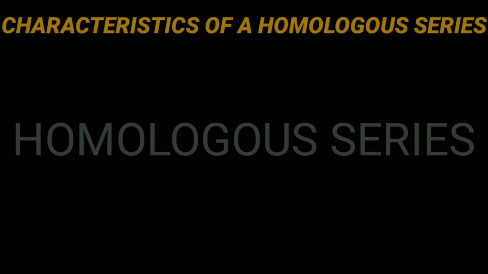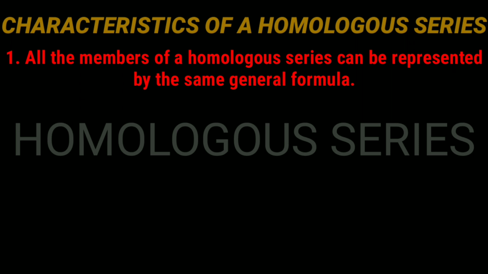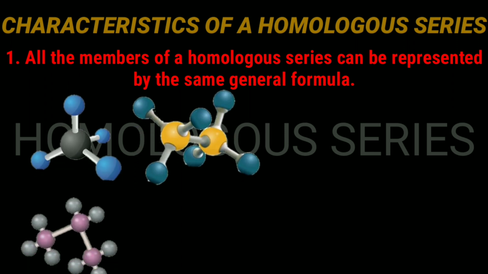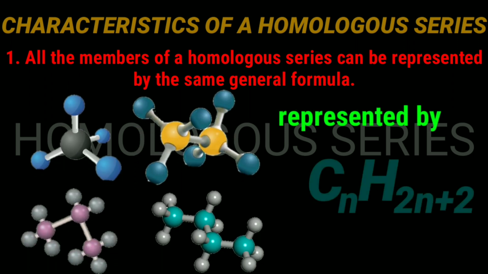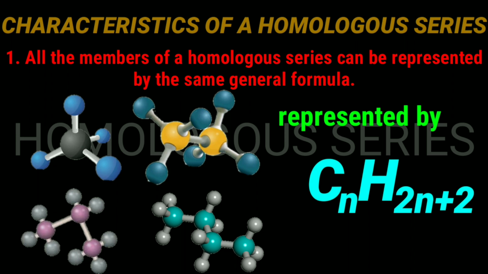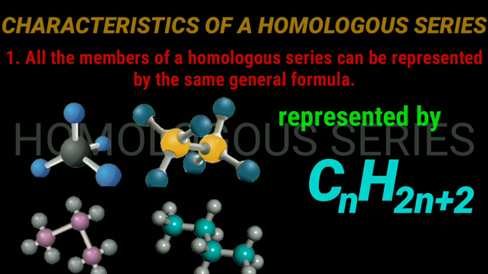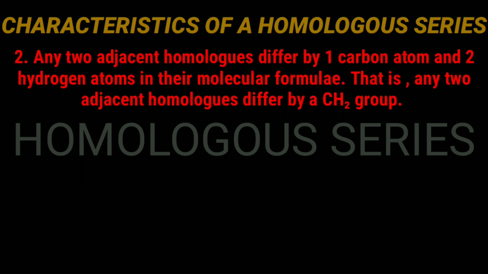Characteristics of a homologous series. All the members of a homologous series can be represented by the same general formula. For example, all the members of the alkane series can be represented by the general formula CnH2n plus 2. Any two adjacent homologues differ by one carbon atom and two hydrogen atoms in their molecular formula. That is, any two adjacent homologues differ by a CH2 group.